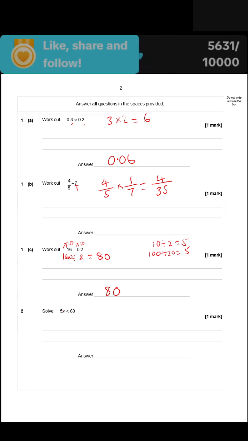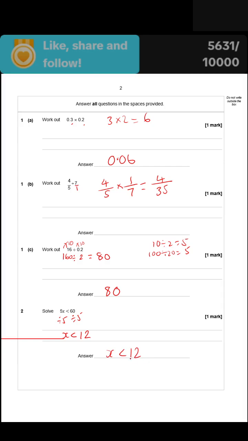So question 2, we've got 5x is less than 60. The first thing we need to do if we're solving is to find the value of x, so we need to have the x on its own. So divide both sides by 5. We get x is less than, and then 60 divided by 5 gives you 12. If you're not confident dividing by 5, just divide by 10, then times by 2. Same as dividing by 5.